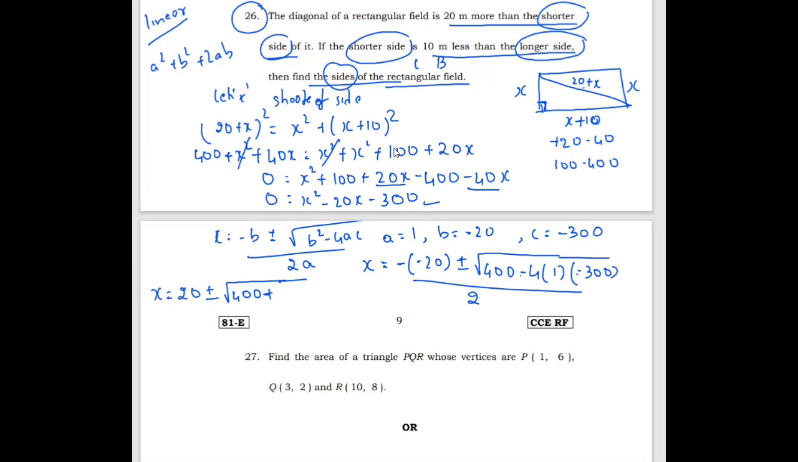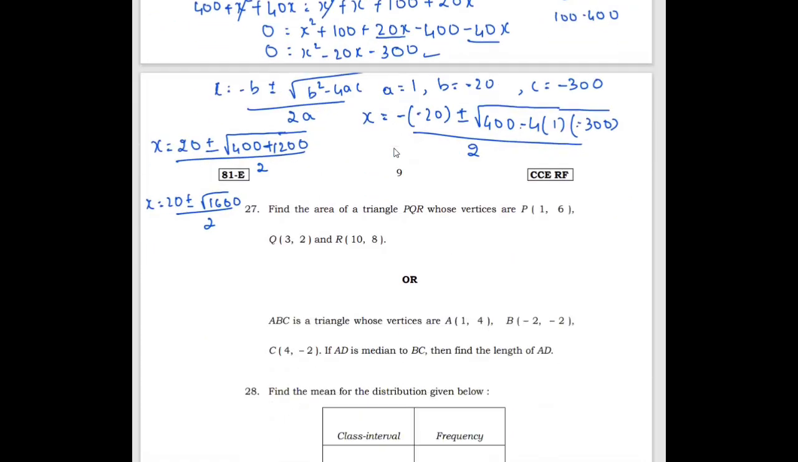Now it is very simple. If you simplify, x equals 20 plus or minus square root of 1600, divided by 2. What is the square root of 1600? It is very simple: the square root of 16 is 4, and with 2 zeros it becomes 40. So x equals 20 plus or minus 40, divided by 2.